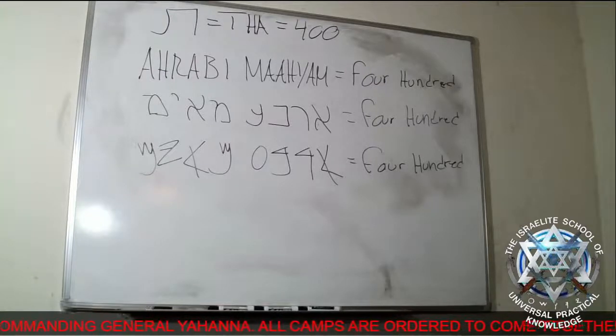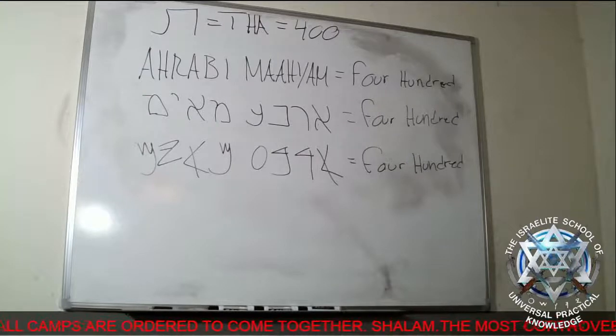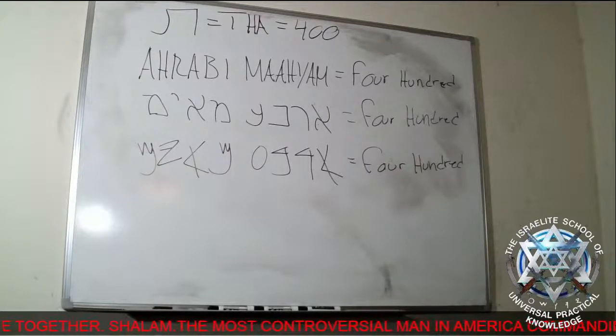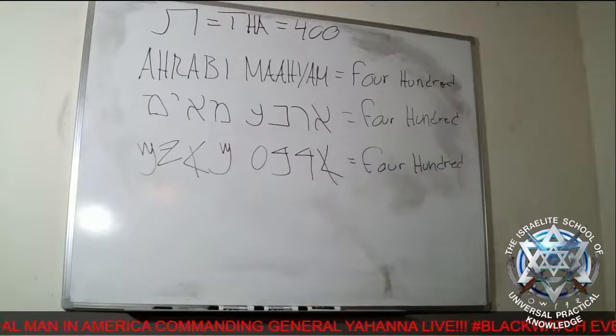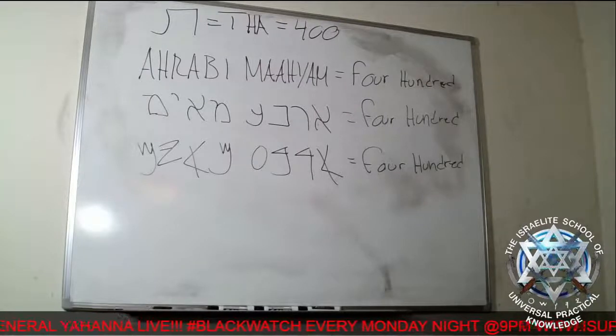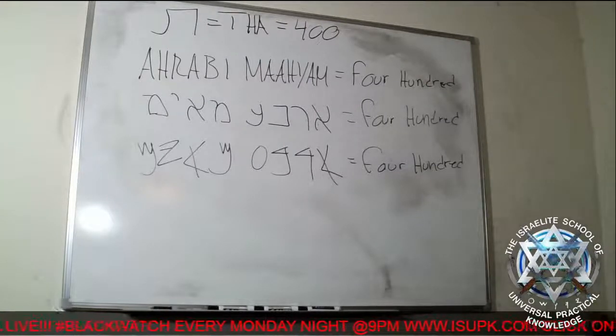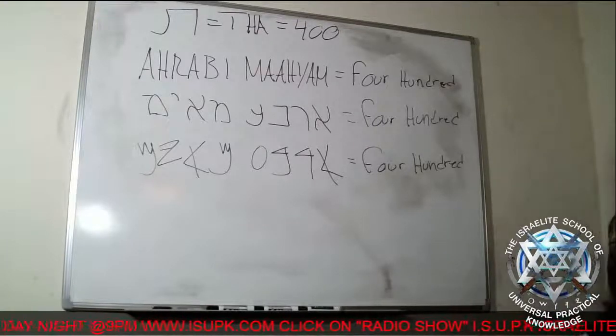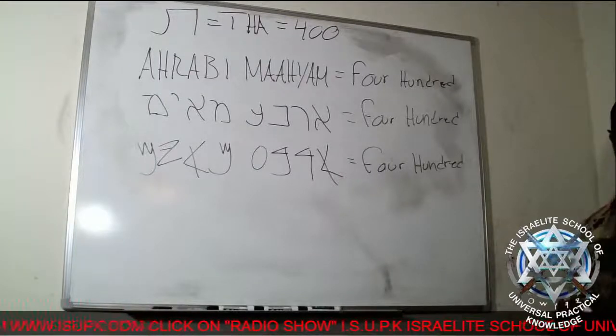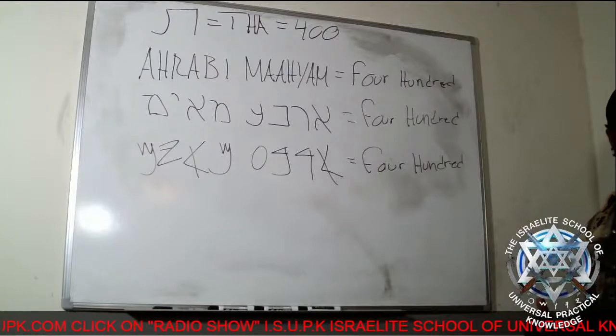Arabai Ma'ayim is how you would say 400. Your Tha has a numeric value, the number 400. When you say 400, you say Arabai Ma'ayim. It's pronounced Arabai Ma'ayim.